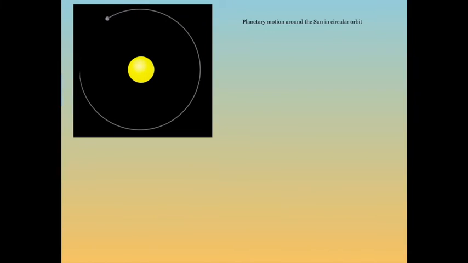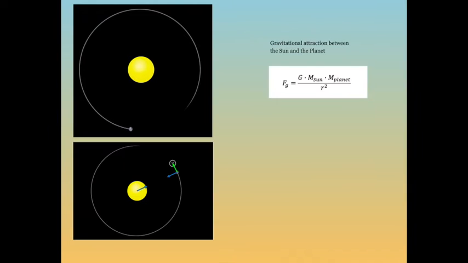We can start with examining the motion of a planet around its star, for example, the motion of the Earth around the Sun. We know that between any two objects there is a gravitational attraction, so between the Earth and the Sun there is a force of gravity, which can be expressed from Newton's law of universal gravitation with the rule capital G, mass of the Sun times mass of the planet, divided by their distance to the power of 2.